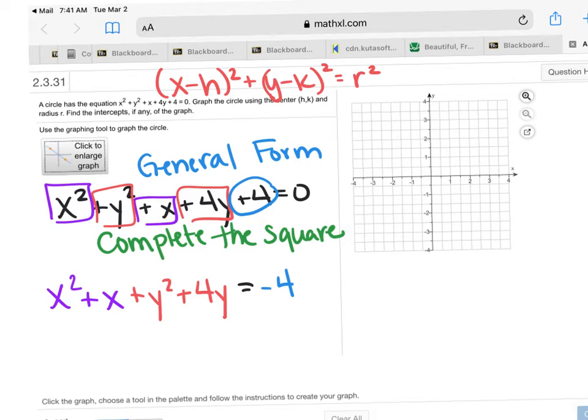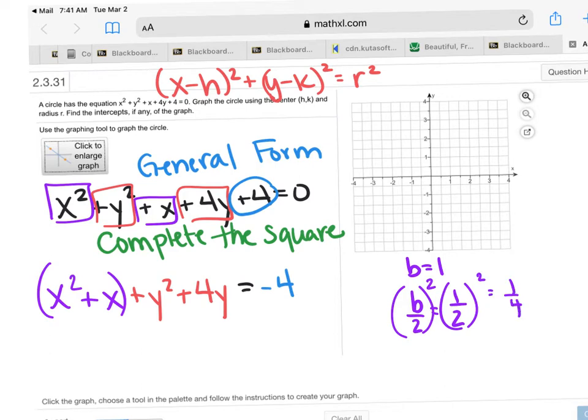Then all I'm going to do is focus on just these variables right here, the x's. To complete the square, we look at the number in front of this x. That number is understood to be a 1. And so the way the square works when you complete it is you take that number, we call that number b generally, we say b equals 1. What we're going to do is cut b in half. So b divided by 2 is equal to 1/2 here. And then we're going to square this value. And so when we square that, we get 1/4.